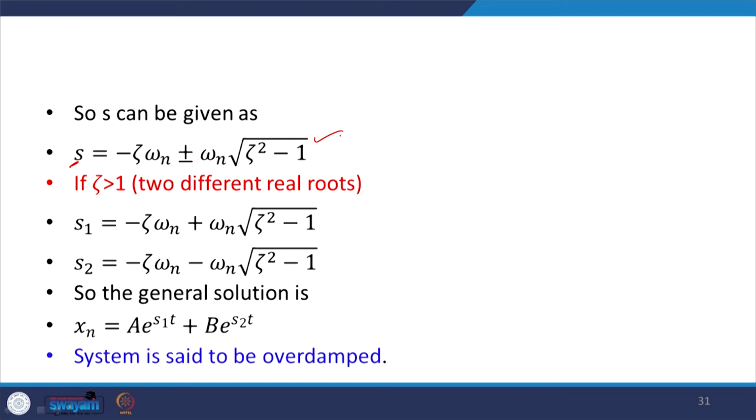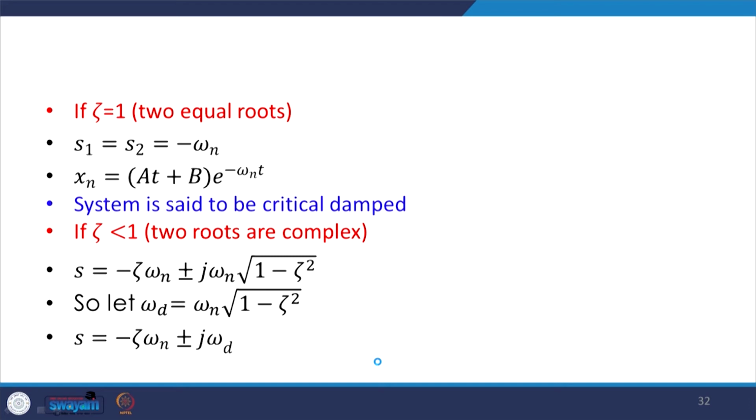Now, here there are 3 cases we are going to have. If zeta is going to be more than 1, then these are the 2 solutions which I am going to get, s1 and s2. So, the general solution is going to be this one, and we will say that the system is over damped. And if the roots are equal, then naturally this is going to be the solution. These are going to be the roots, both equal, and the system is said to be critically damped.